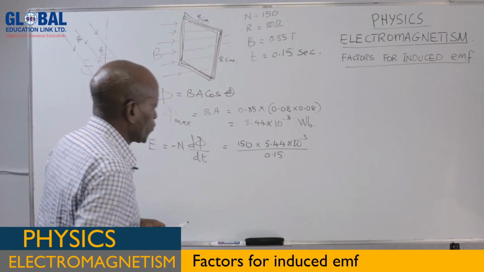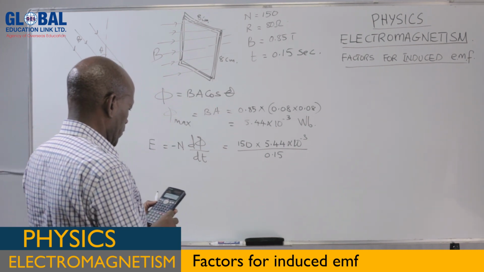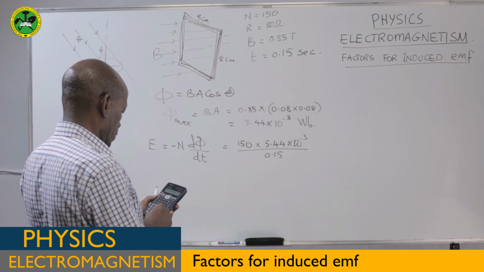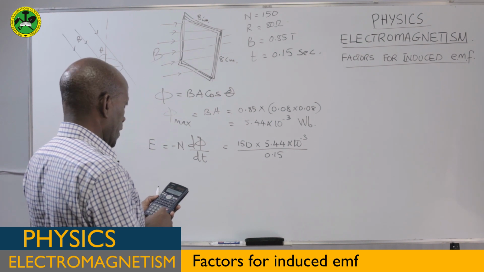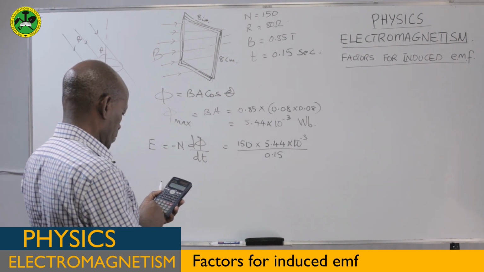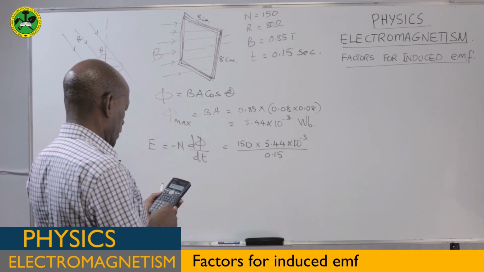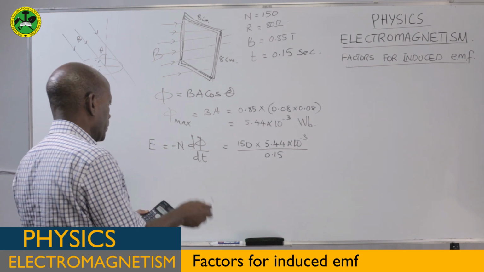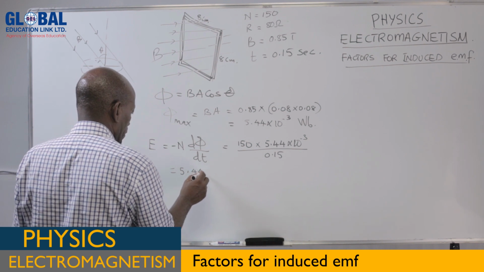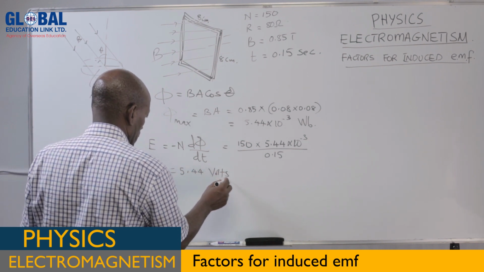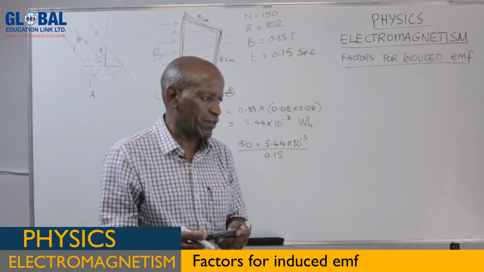From there, we get the induced EMF. We take 5.44 times 10 to the power negative 3, multiply by 150, and then divide by 0.15 seconds. This gives us 5.44, so the induced EMF will be equal to 5.44 volts.